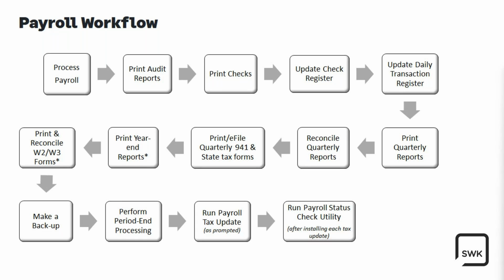I usually make a backup of the entire company, perform your period end processing, run any payroll tax updates that are available. You know now if you're using payroll in the newer versions that you'll be prompted when a payroll update is available to install that. And then it's always a good idea to run that payroll status check utility after you install an update. That's under, I think, payroll setup or payroll utilities, sorry. So you'll run that just to make sure that everything is good as far as setup is concerned in your payroll module.